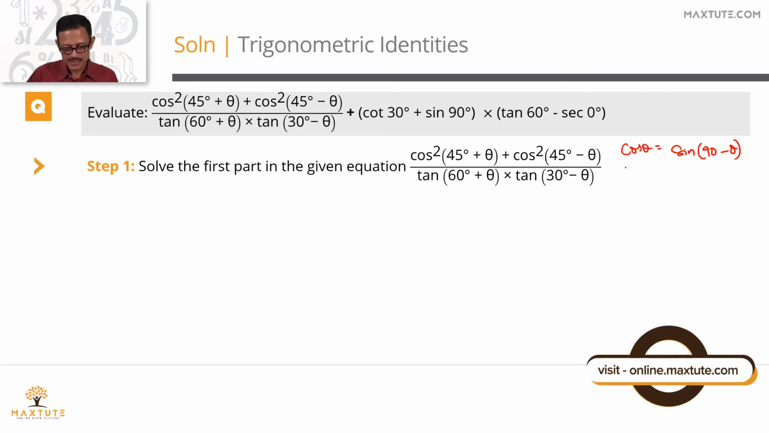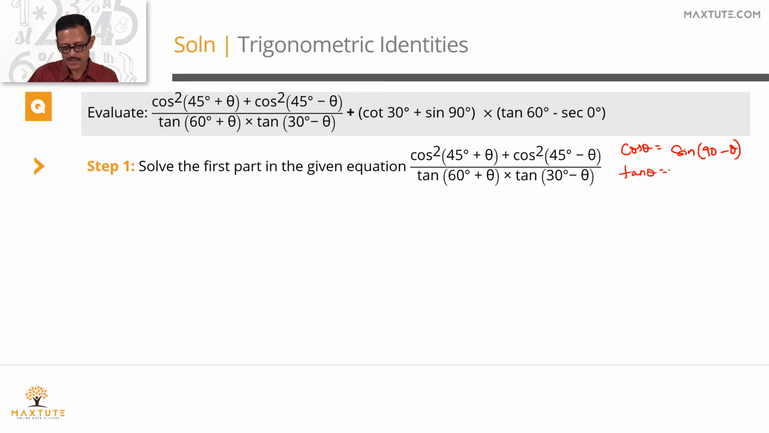And we also know that tan theta can be written as cot of 90 minus theta. Keep these two things in mind. So this cos, we'll call this entire thing, for our convenience, as y. Cos square y can be written as sine square of 90 minus y. So if I do that, what is y? y is 45 plus theta.